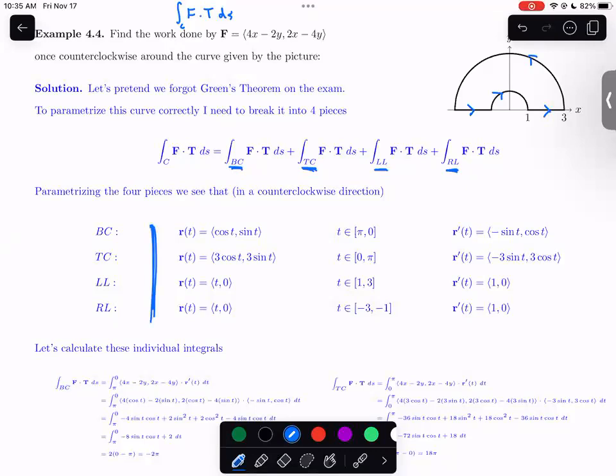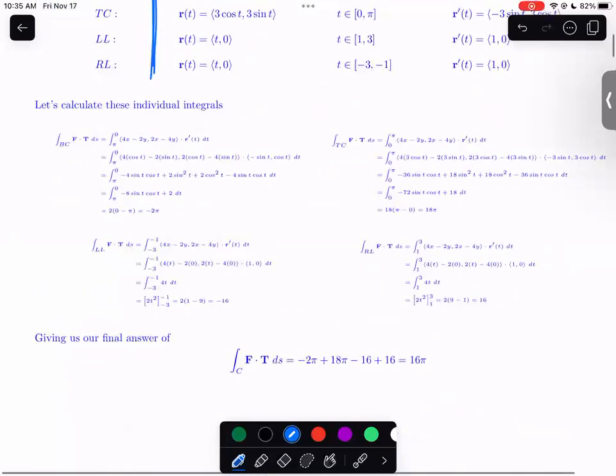The bottom circle is a circle of radius 1. The top circle is a circle of radius 3. You have to be careful because these are going in opposite directions. One's going clockwise and one going counterclockwise. And then there are 2 line segments. So all of these need their own parameterization, their own ranges for t, their own r primes. And when you evaluate each one of these 4 pieces, one of them gives you negative 2 pi, one of them gives you 18 pi, one of them gives you negative 16, and one of them gives you positive 16. And then when you add all those 4 pieces together, you get 16 pi.